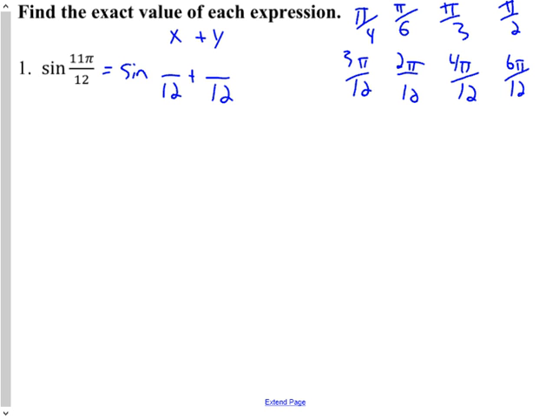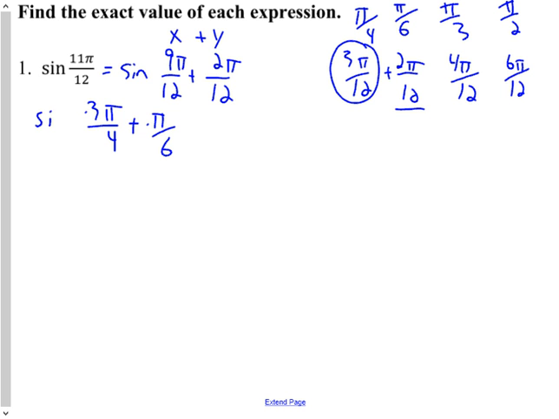We can get 11 by doing a 9 and a 2, so 3 of these plus 1 of these. So we could do 3 pi over 4 plus pi over 6, to give us 9 12ths plus 2 12ths, giving us 11 12ths. And so now when I do sine of these, you're just splitting up the 11 pi 12ths into two pieces on our unit circle.